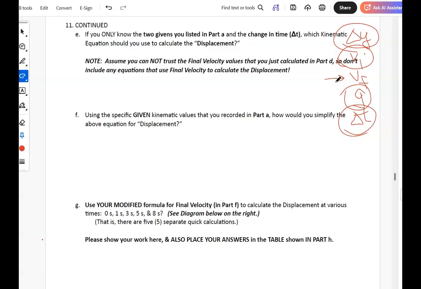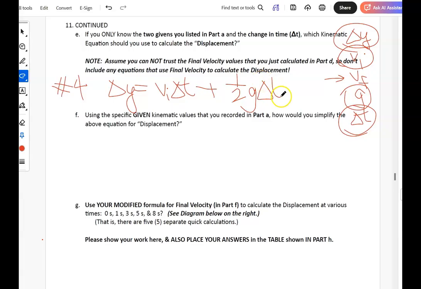So which equation do we use that has those four variables in it? Well, the only equation that has those four variables alone in it is equation number 4, the equation that says that our displacement is equal to our initial velocity times our change in time plus 1/2 times our acceleration, which in this case is g, times time squared, our change in time squared.